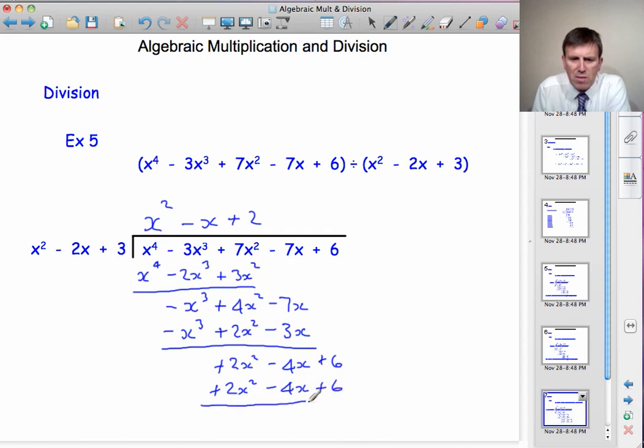So again we see it divides in exactly, there's no remainder, and the answer is x squared minus x plus 2. Right, that concludes our look at algebraic multiplication and division.